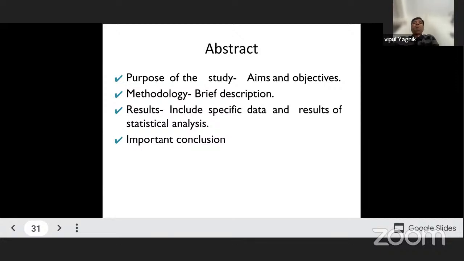An abstract should include the purpose of the study, aims and objectives, a brief description of the methodology, results including specific data and results of statistical analysis, and important conclusion. There are two types of abstract generally demanded by journals. Some journals demand an unstructured abstract, which means you can write a single paragraph covering the purpose of the study, methodology, results, and conclusion. Some journals demand a structured abstract, which should include background, methodology, results, and conclusion. Usually the abstract word count is around 250 to 300. That depends on the guidelines laid down by the journal. Next slide, please.